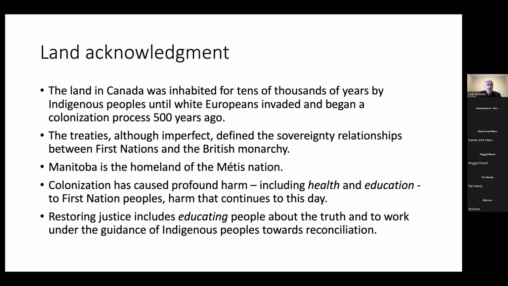Increasingly, in academic and other settings, a land acknowledgement starts off because of the history of Canada. So 500 years ago, white Europeans came to a place where Indigenous people had been living for tens of thousands of years. And it's a long history of colonization with very deep and profound harm. We're in a process, hopefully, towards truth and reconciliation. But I want to emphasize that much of this profound harm is manifested in health and education issues. So I won't go into more detail about that, and probably I don't need to.